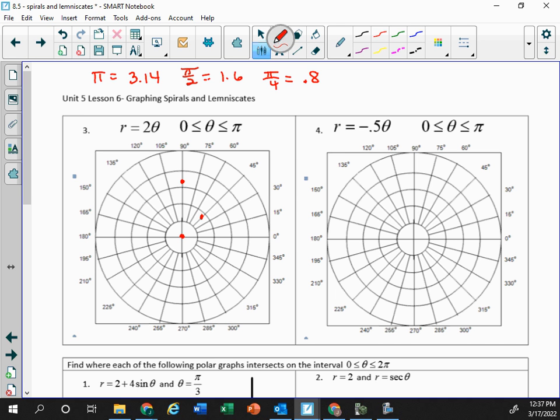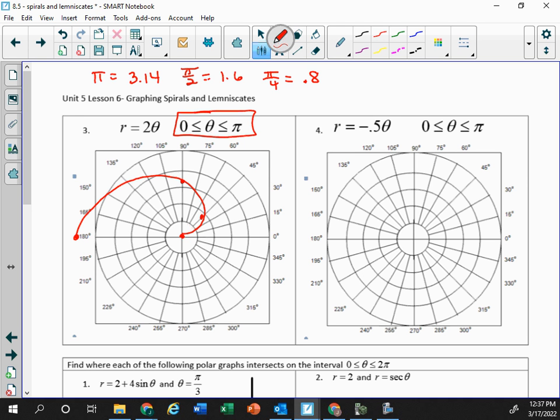And then I'm going to skip just to pi. Remember, we've got a window here. So what's it going to be out at pi? Yeah, off the graph, right? Somewhere over here. So even though you only went to pi, it still covers a lot of ground. Okay. We okay on 3?